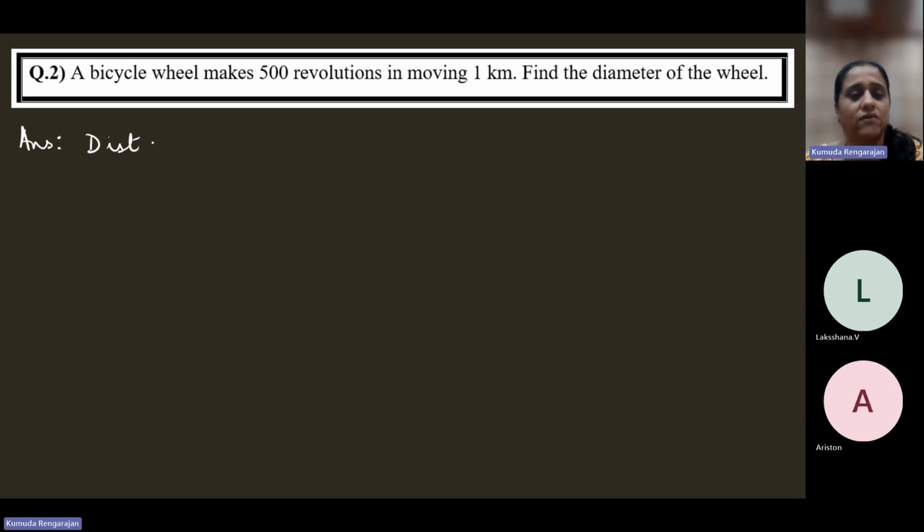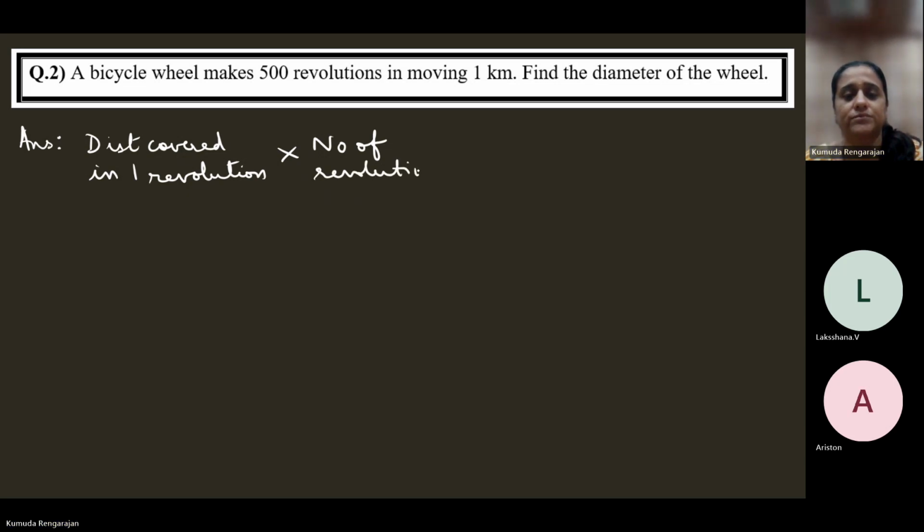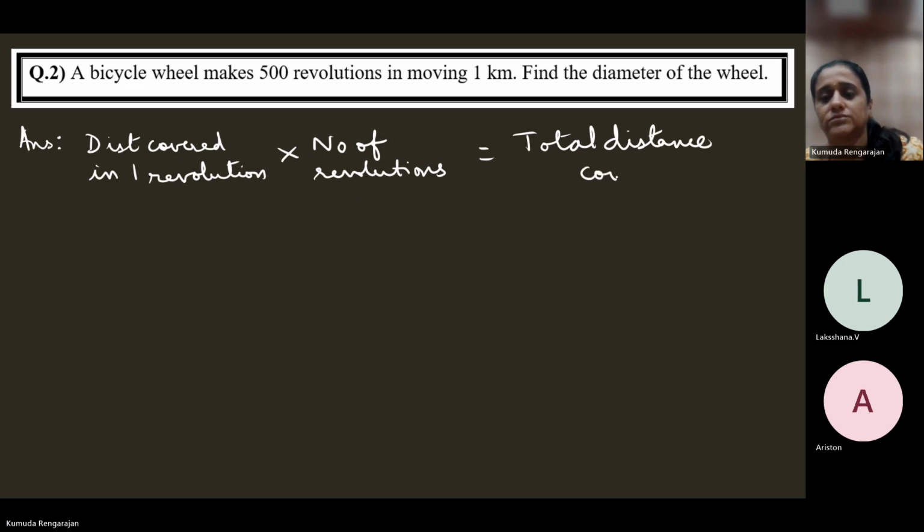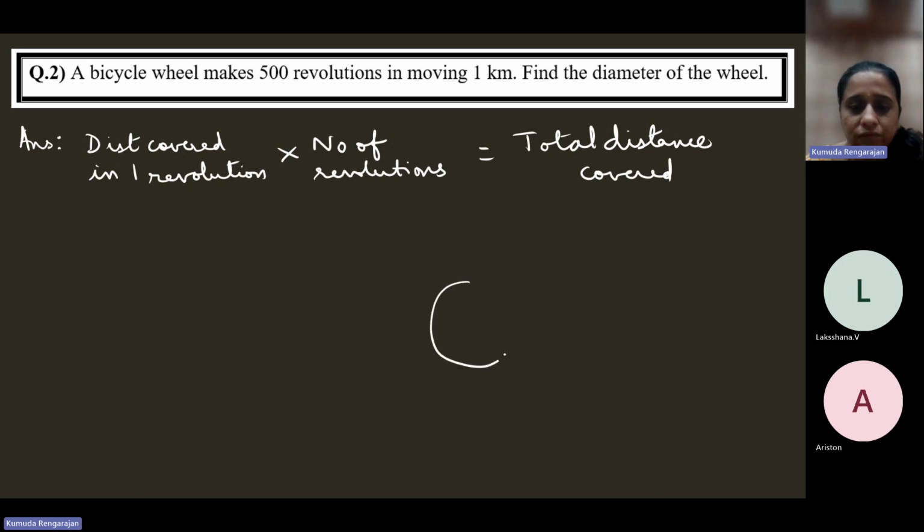Distance covered in one revolution into number of revolutions is equal to the total distance covered. So supposing the wheel of the bicycle is able to cover, say, 1 meter. That's too much. 1 meter is too much. I'm just using it to explain.